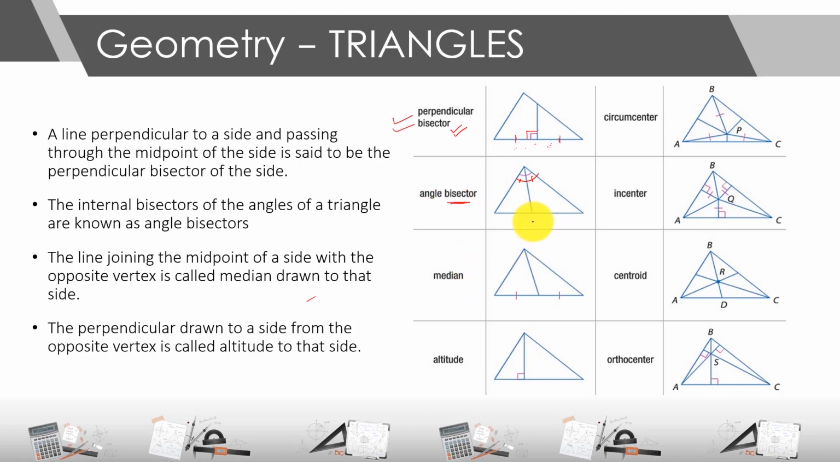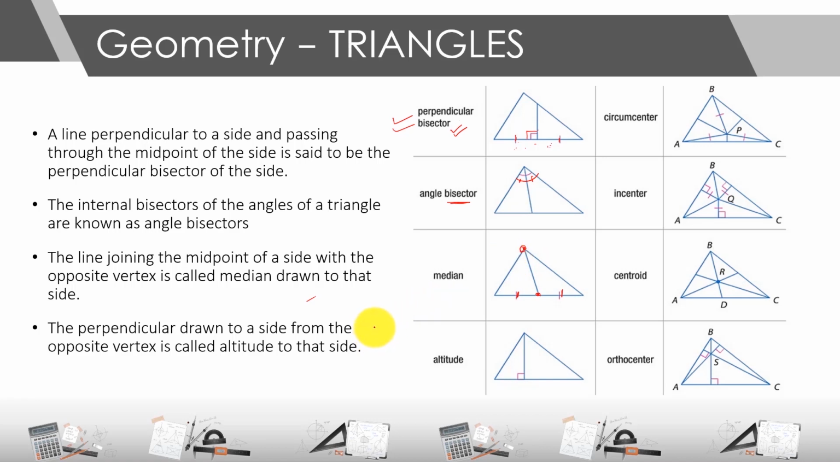Then we have the median. A median is a line from one of the vertices. It starts from one of the vertices and it meets at the center of the opposite line. So you can see the difference between a perpendicular bisector and a median. The perpendicular bisector also is at the center of the opposite line, and the median is also at the center of the opposite line. However, the median starts from the vertex and the perpendicular bisector may or may not reach the vertex. It is perpendicular to that line.